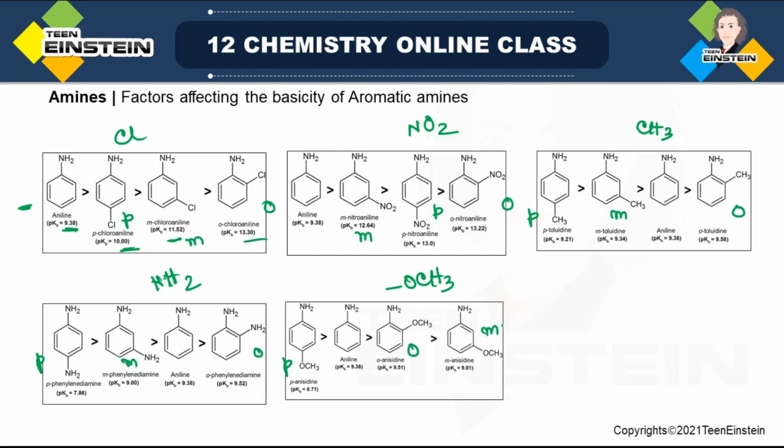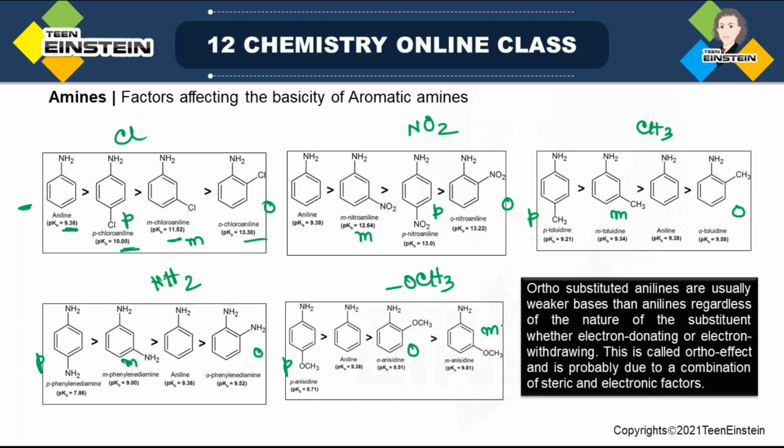So it is the combined effect. If you simply consider only plus or minus, it will not work. If you really want to know the actual reason for this type of order, it is because of the combined effect. But one thing we have noticed is that ortho substituted aniline, irrespective of whether the group is withdrawing or donating, is usually a weaker base compared to aniline, I mean when there is no substitution. See, in the first case, aniline is here, this is ortho. Aniline is here, this is ortho. Aniline is here, this is ortho. So always compared to aniline, the ortho one is less basic.